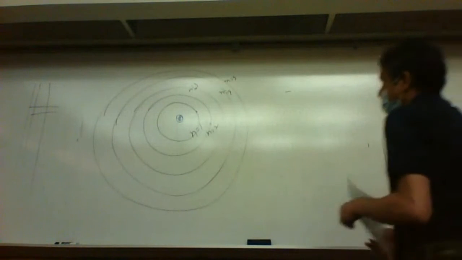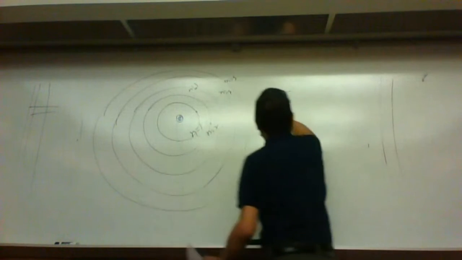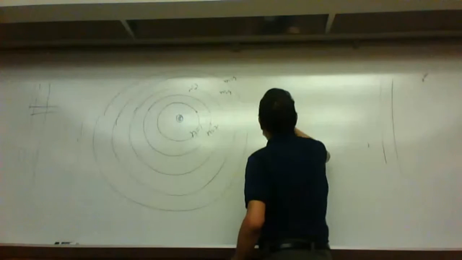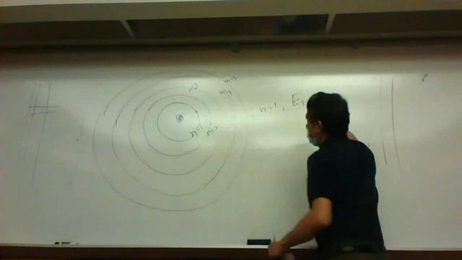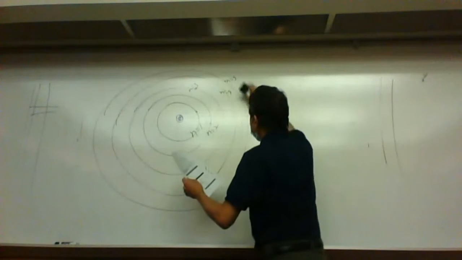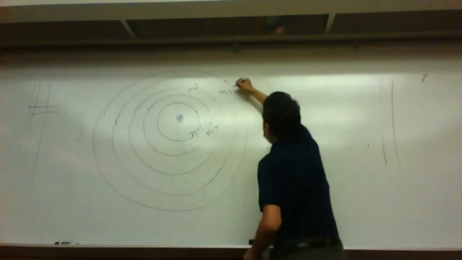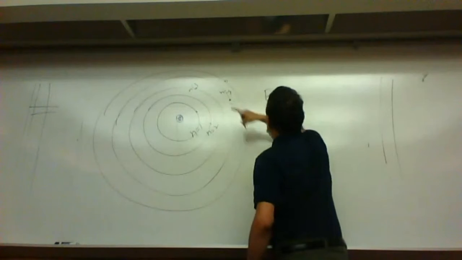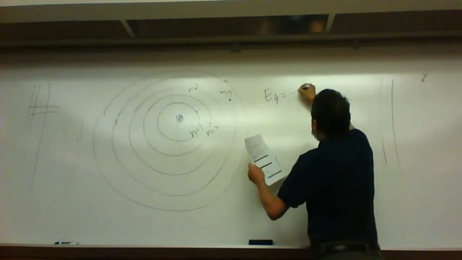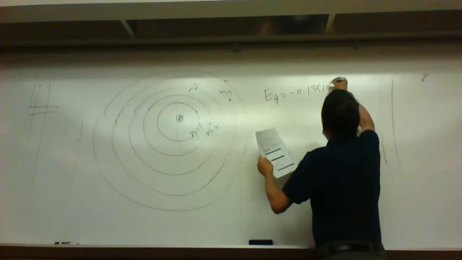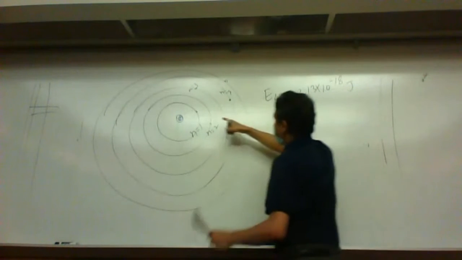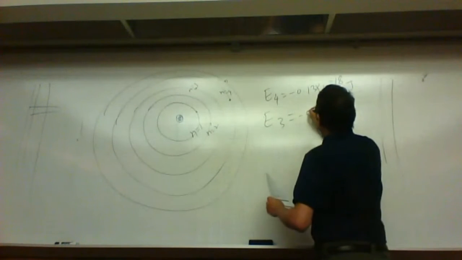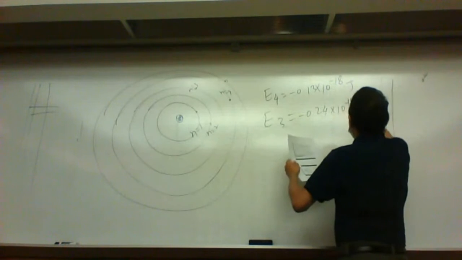So how much energy? I just calculated how much energy the first orbit has. If n is equal to 1, that electron has the energy of 2.16. Let's do from a higher orbit. So n is equal to 4. If the electron is in the fourth orbit, how much energy do I have? Let's say that is E4. I calculated that as minus 0.13 times 10 to the power minus 18. Then the energy of that electron in the third orbit would be minus 0.24 times 10 to the power minus 18 joule.